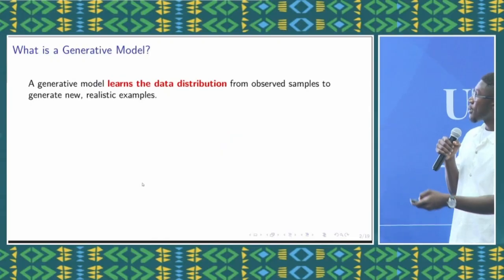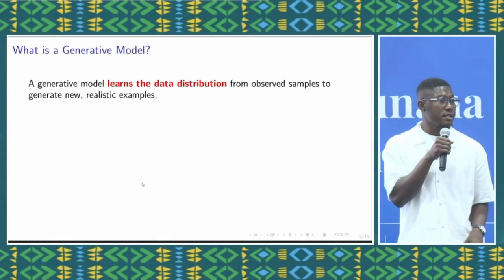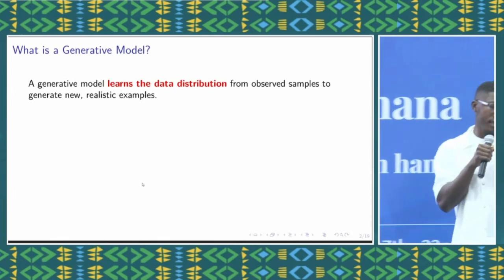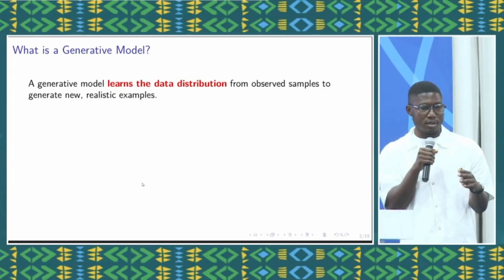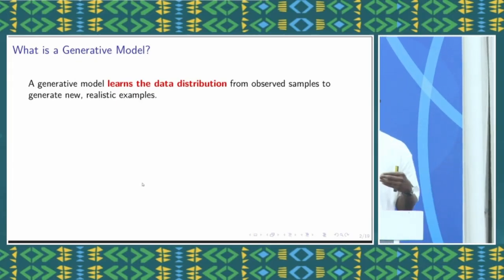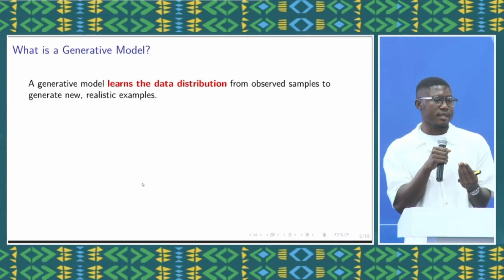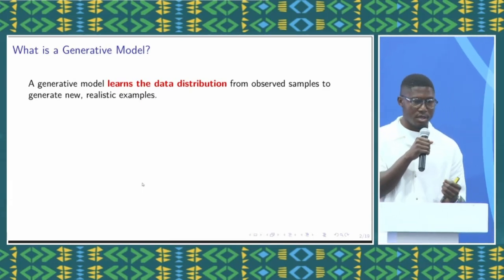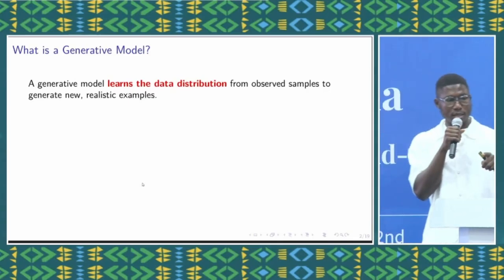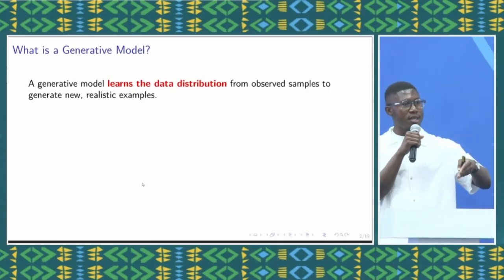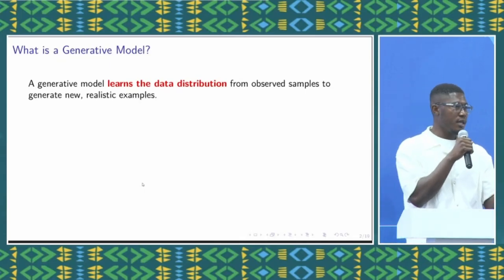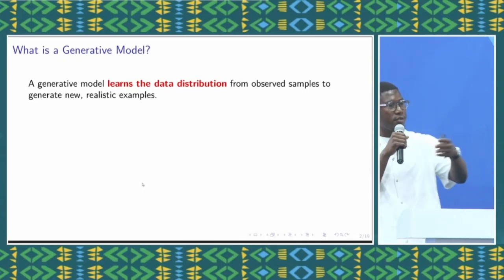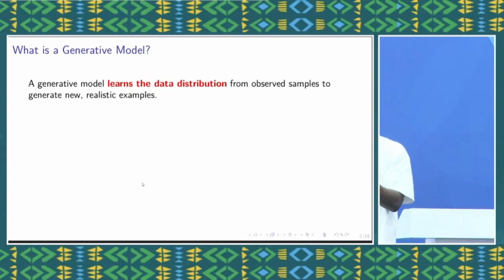Today, I will introduce you to deep generative models. To start, what is a deep generative model? What you need to know is that a generative model is a model that learns a data distribution from observed samples and then generates new samples that are realistic to the observed samples. So the important thing to know here is that a generative model is just learning a data distribution. So we have a sample and we need to learn the distribution of the sample so we can generate a new sample.